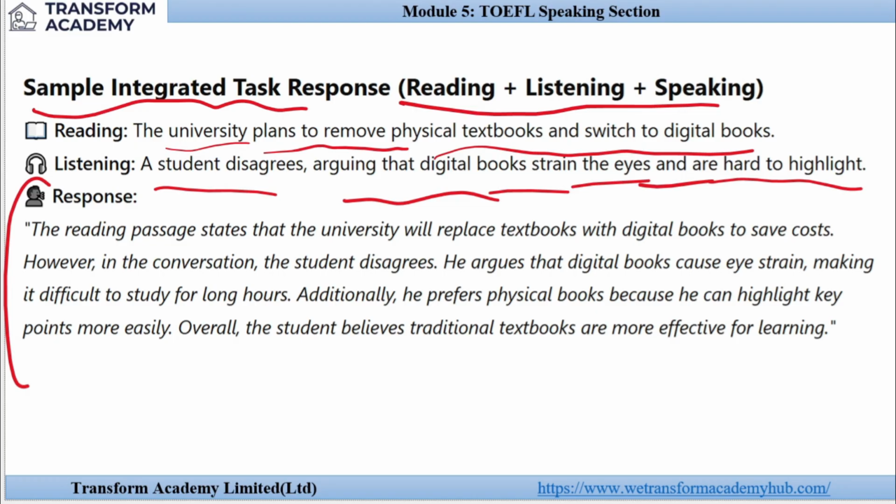save costs. However, in the conversation, the student disagrees. He argues that digital books cause eye strain, making it difficult to study for long hours. Additionally, he prefers physical books because he can highlight key points more easily. Overall, the student believes traditional textbooks are more effective for learning.